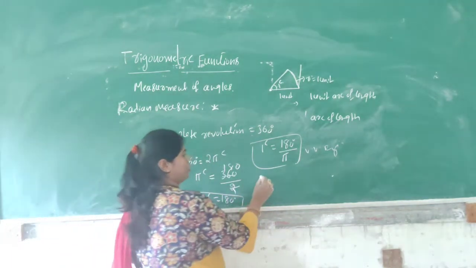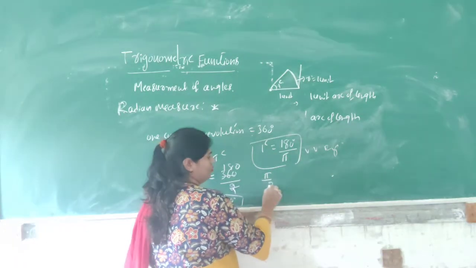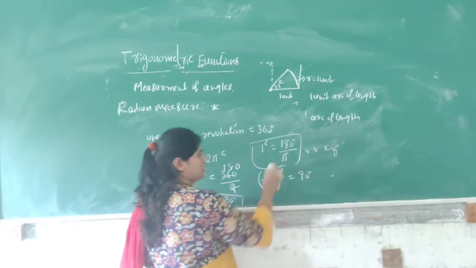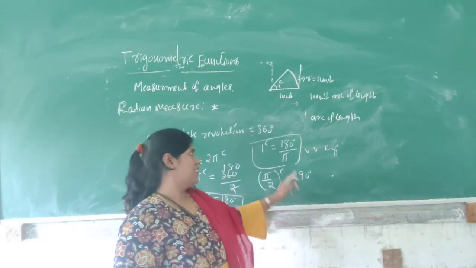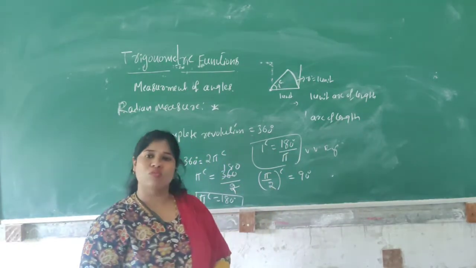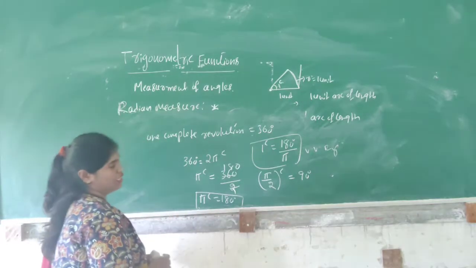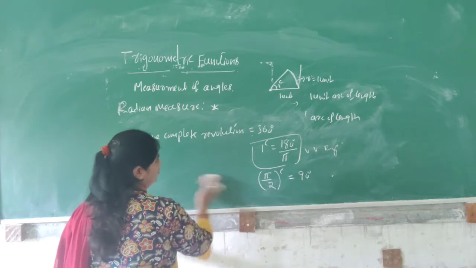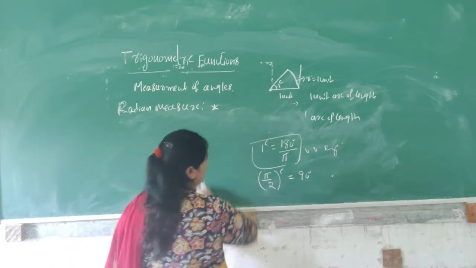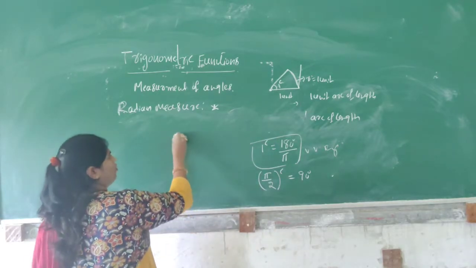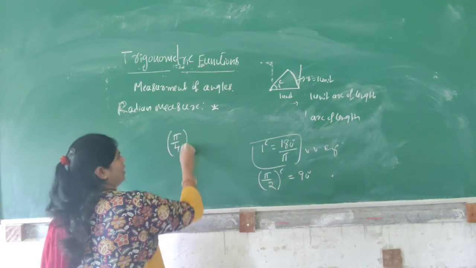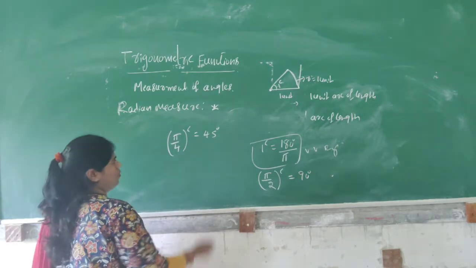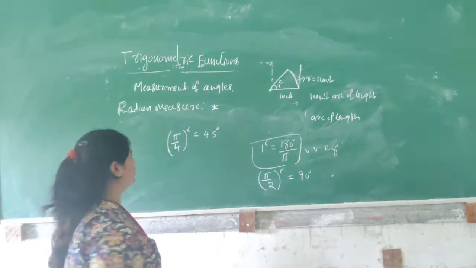What would it be if it is pi by 2? Pi by 2 radian is 90 degrees. By this we can come to know: 2 90s are 180 degrees. So pi by 2 radian is equal to 90 degrees. Then what would be pi by 4 radian? Pi by 4 radian is equal to 45 degrees.